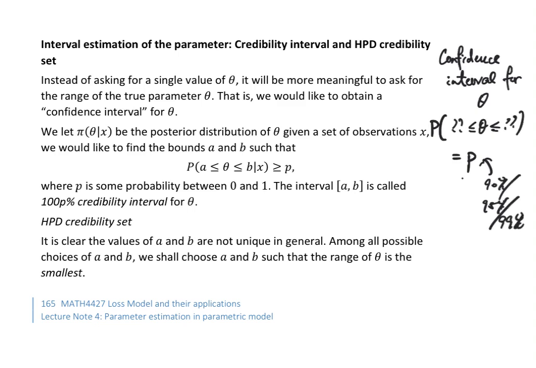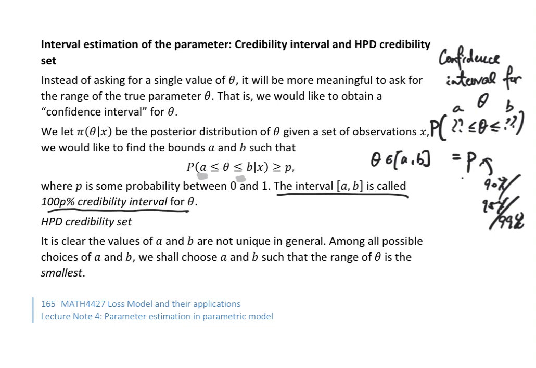Let's suppose you are able to get these two numbers, A and B, such that this equation is true. Then that means the true value of theta will lie between A and B with this high probability P. Then this interval will be a kind of confidence interval for theta. Because this interval is obtained from the posterior distribution, we call it the 100P% credibility interval for theta. We try to tell the range of theta given the distribution of theta.